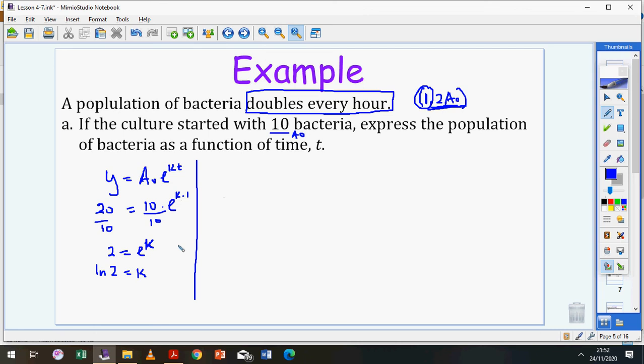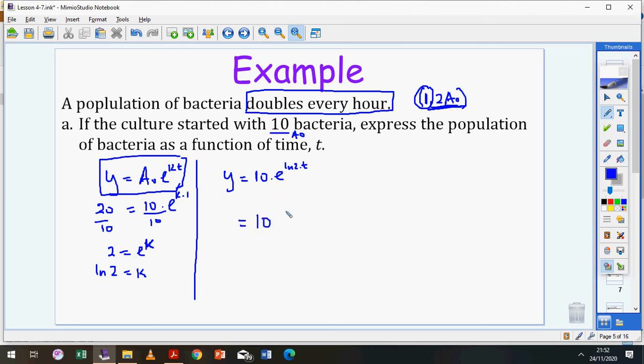So in this equation, instead of having a k value, I'll just have y equals A0, which is 10, times e to the power natural log of 2 times t, right? e to the power natural log of 2 times t. Now if I try to do some more simplification here, just stick with me for a bit.